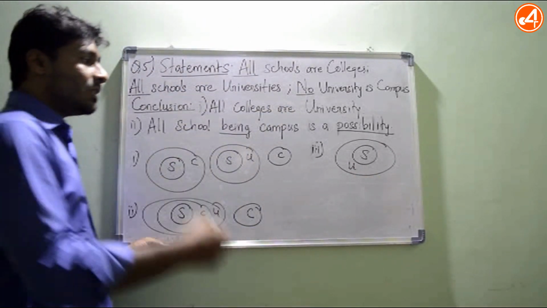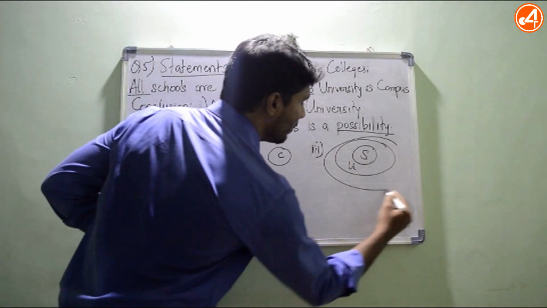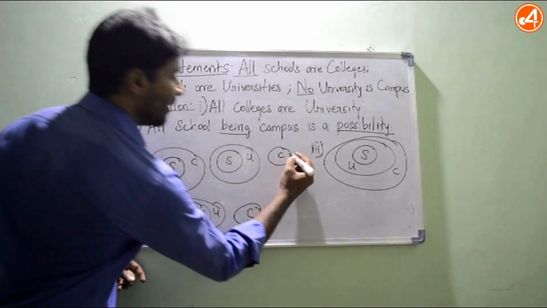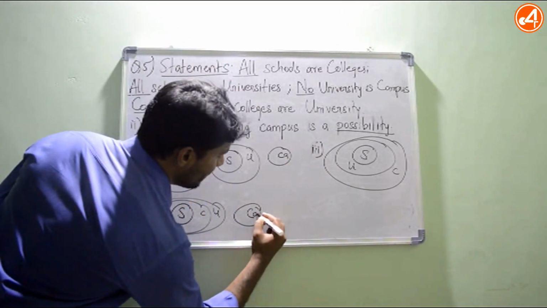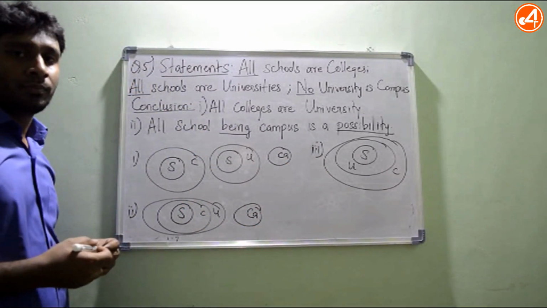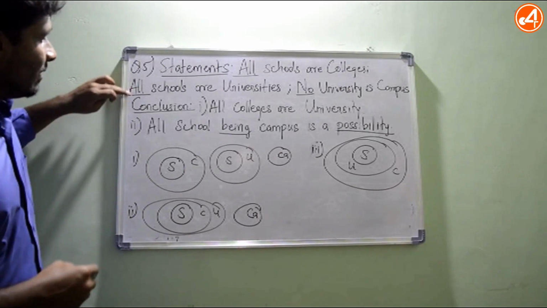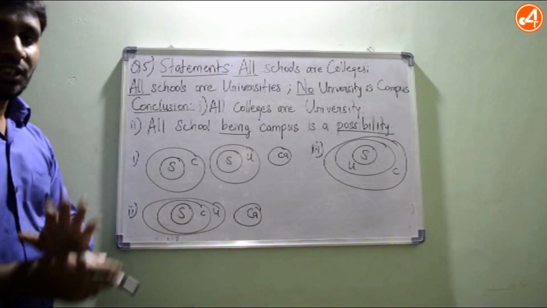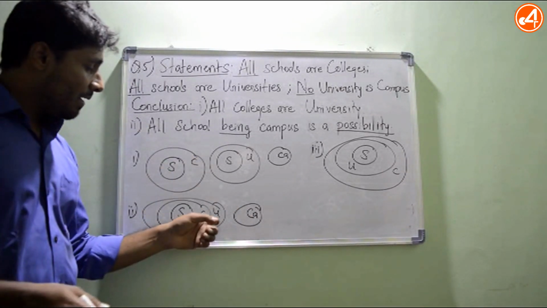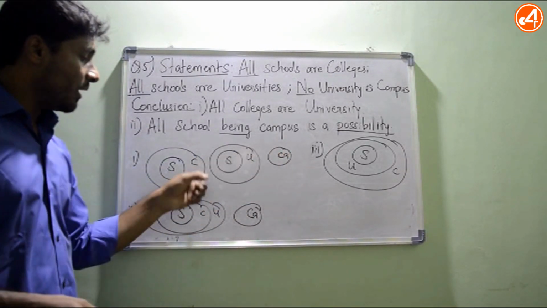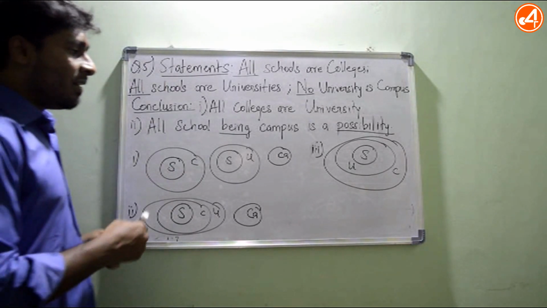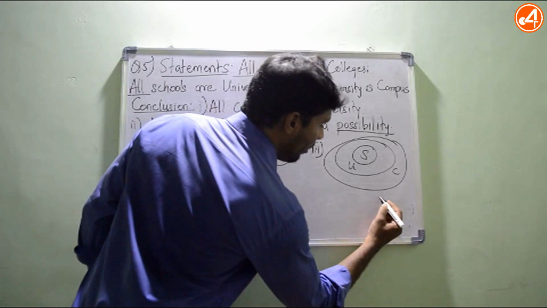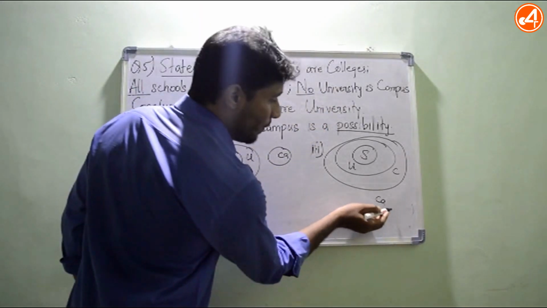Again, in the second case, all universities can come under colleges. C for college, and this is for campus, so please don't get confused. C is for campus and C is for college. Got it? And again, the third statement states that no university is a campus. So in this case, I have just done there's no relation between the campus and the university, and here also there's no relation. It was just due to the first question, but here I can simply connect the campus with the college. Got it?